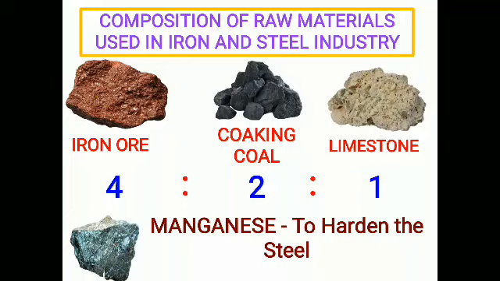The other raw material, manganese, is used in the preparation of iron and steel products to harden the steel. Which mineral is used for hardening the steel? It is manganese. So manganese is also considered one of the raw materials for the iron and steel industry. Iron ore, coking coal and limestone are used in the composition of 4:2:1.